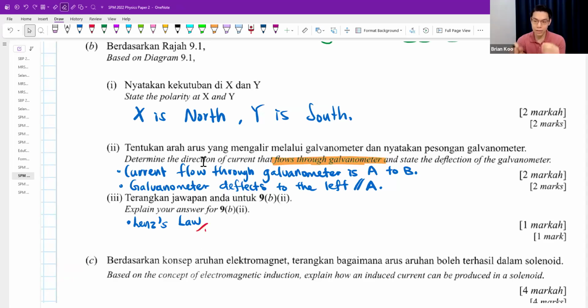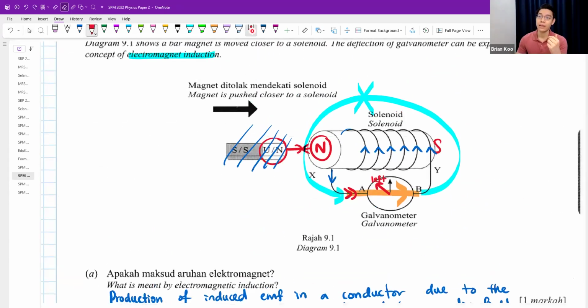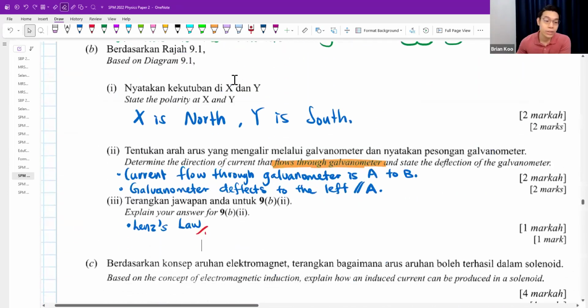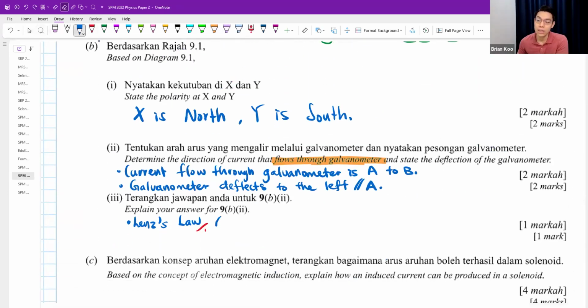But what it's trying to say is, I will try to oppose the north that your magnet is coming closer to. I will try to oppose this north because the north is getting closer and closer. So you say Lenz's law can, you say because the solenoid is trying to oppose north, solenoid opposes north of magnet, or it tries to repel it.